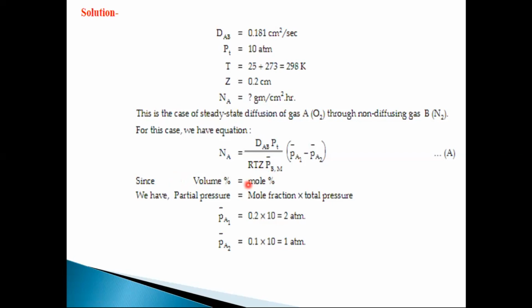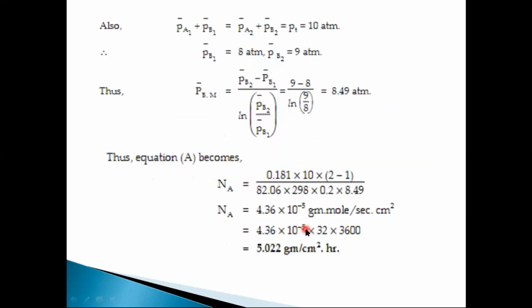So volume percentage is equal to mole percentage, and according to Raoult's law, partial pressure is equal to mole fraction into total pressure. So PA1 bar is equal to 0.2 into 10, equal to 2 atm, and PA2 bar is equal to 0.1 into 10, equal to 1 atm. See here, PA1 and PA2 are the partial pressures for the same component but at two different places. That's why PA1 and PA2. So PA1 bar is equal to 2 atm and PA2 bar is equal to 1 atm.